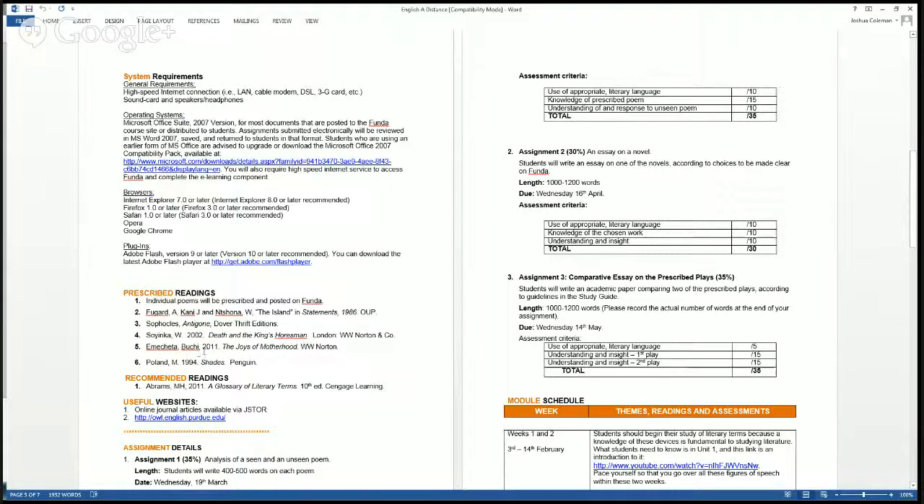The first one is called The Joys of Motherhood. It's an ironical title, and it was written by Buchi Emecheta, who is a Nigerian woman. The second prescribed novel is by Marguerite Poland. It's called Shades, which has two meanings. It's a bit of a pun.